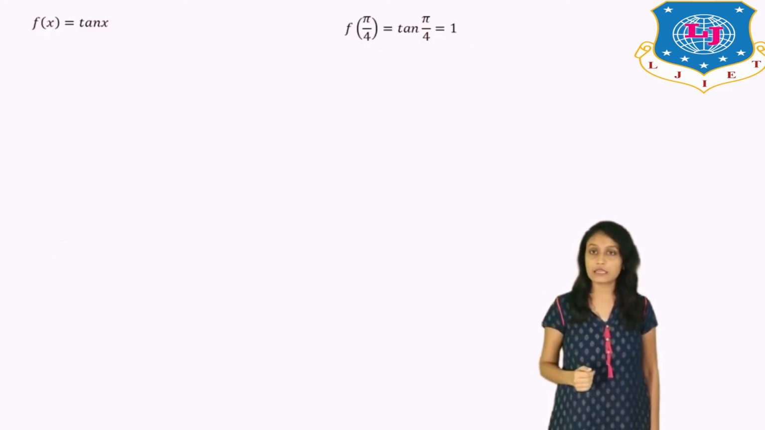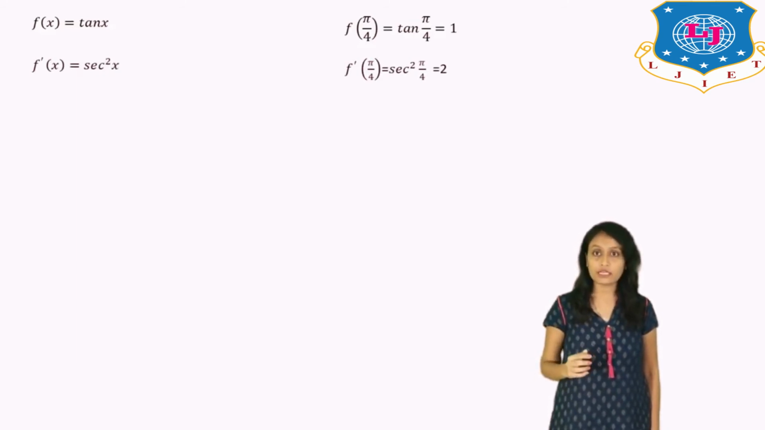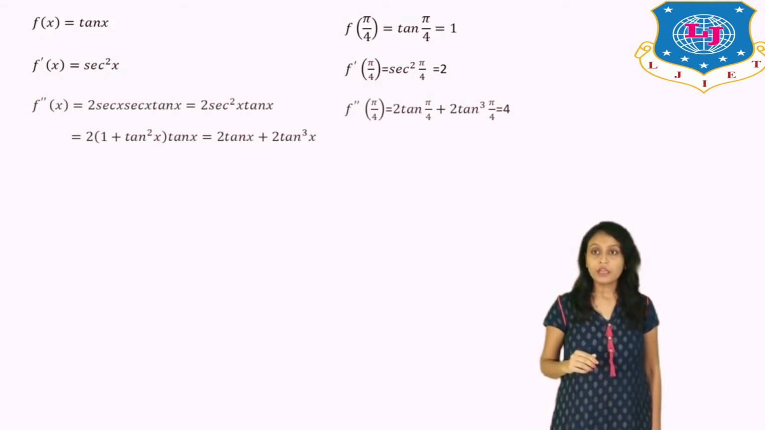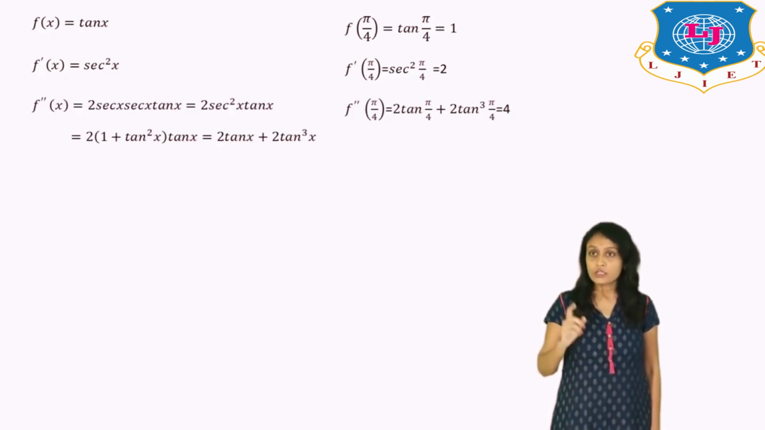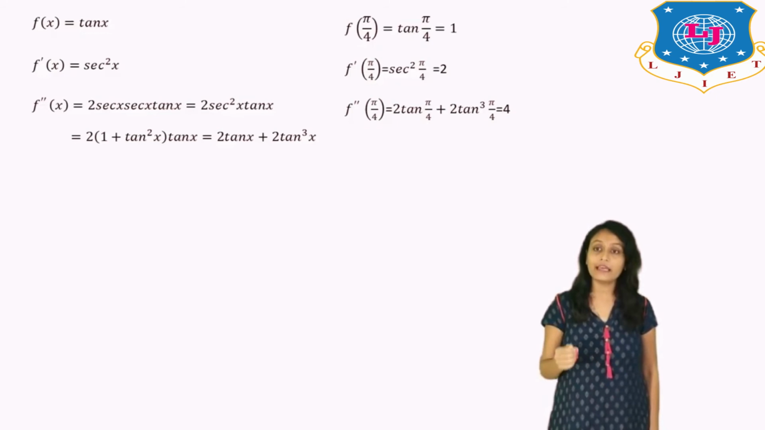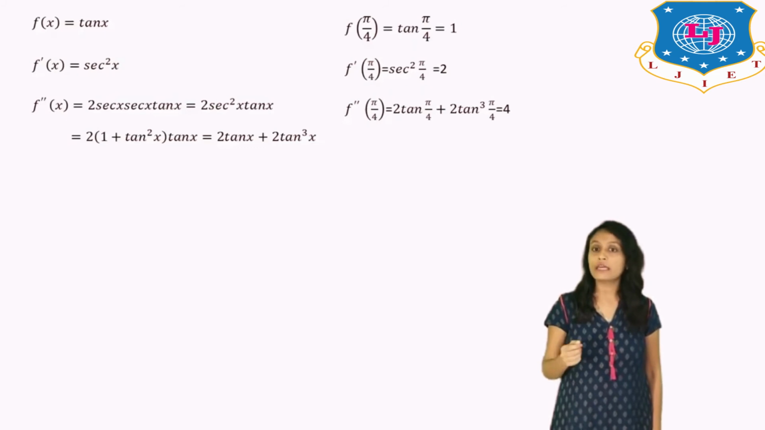We have to find the derivatives and the value at the particular point π/4. So the function f(x) is equal to tan x. So f(π/4), that is tan π/4, which is 1. Now its derivative. The derivative of tan x is sec² x, and the value at π/4: sec² π/4 will be 2. Next we have to find the derivative again. So f''(x). Here we have to apply the chain rule. Firstly it will become 2 sec x, and then the derivative of sec x, that is sec x tan x. Simplify, so you will get 2 sec² x tan x. Now to simplify it further, we'll replace sec² x by 1 + tan² x. And just simplify it, so you will get 2 tan x + 2 tan³ x.